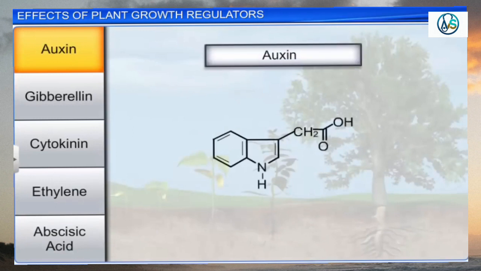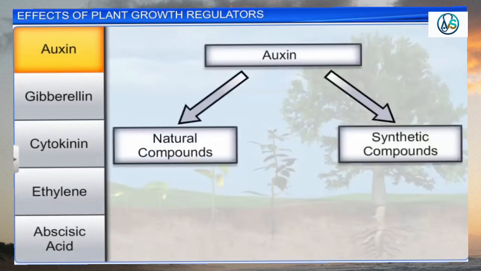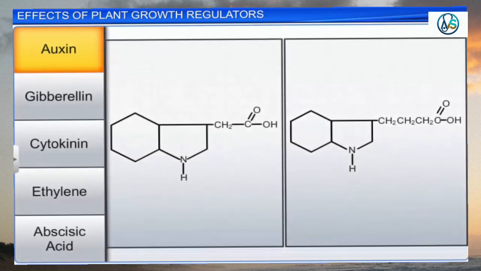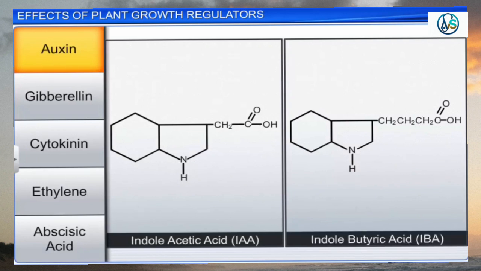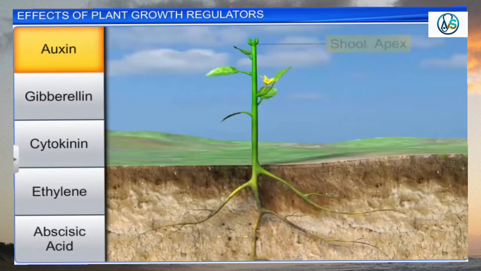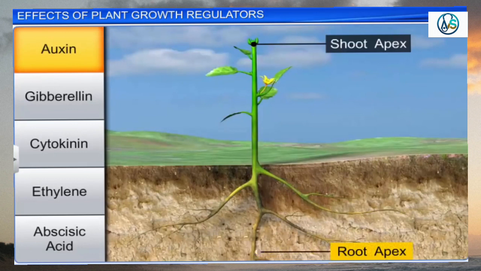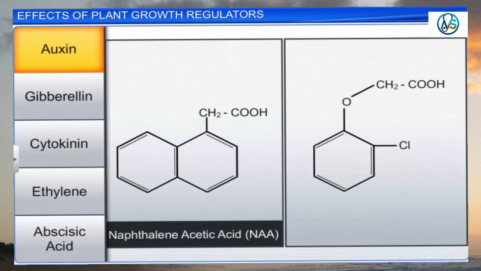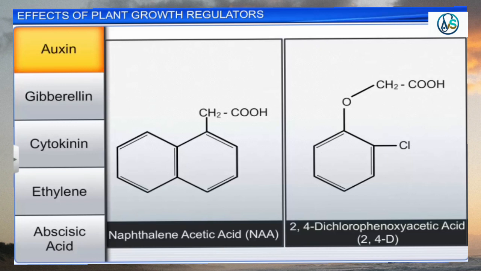Auxin is the generic name for all natural and synthetic compounds with definite growth-regulating features. Naturally occurring auxins include indole acetic acid or IAA and indole butyric acid or IBA, produced at the apex of plant stems and roots. Synthetic auxins include naphthalene acetic acid or NAA and 2,4-dichlorophenoxyacetic acid or 2,4-D.